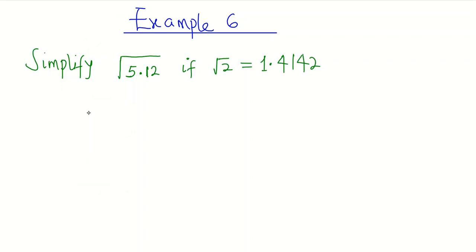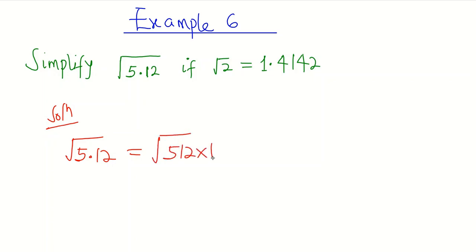We can pause the video and try this. So in example 6, we are saying that simplify square root of 5.12 if square root of 2 is equal to 1.4142. So we have our question as square root of 5.12, and this can be written as square root of 512 times 10 exponent minus 2.